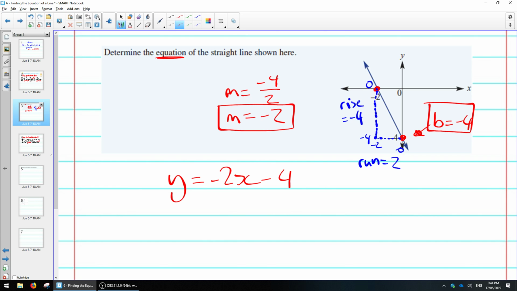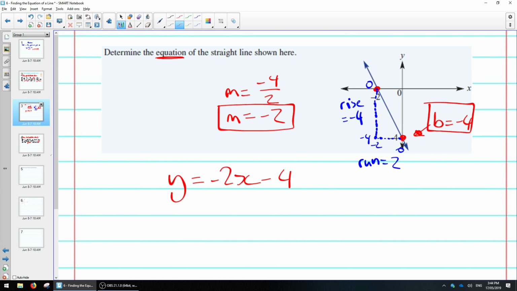That's what we did, because we were able to find the gradient fairly easily, and we were just basically told what the y-intercept was, so we just chucked it into the gradient intercept form. That's why it's called the gradient intercept form, because you need the gradient and you need the y-intercept. There you go. So that's fairly simple.